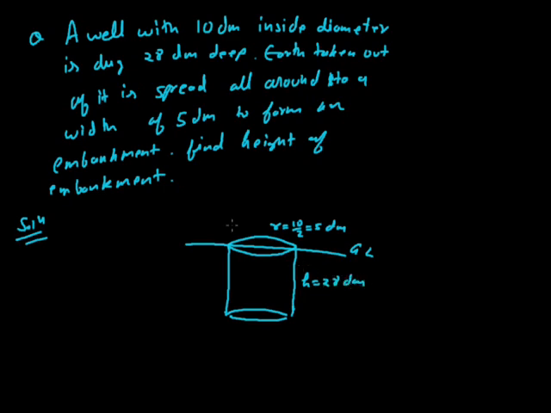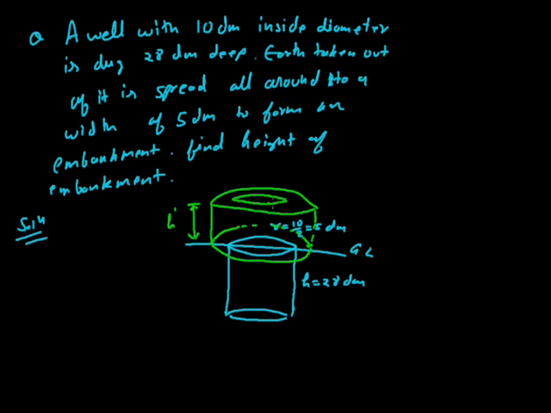Now the earth taken out from this well is spread all around it. So the earth taken out from it is spread all around it. So let's say the earth taken from this cylinder is spread all around it. So this is an embankment now. So the level of this embankment rises up to a height of, let's say, h dash. That is, the height of this embankment is h dash.